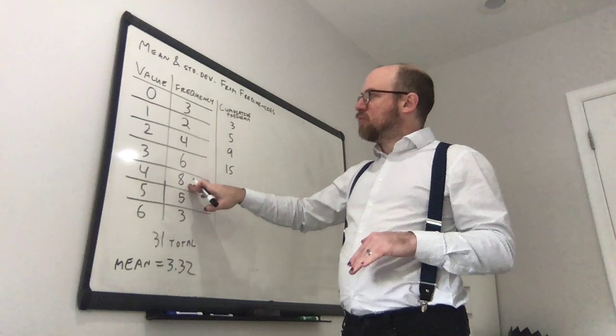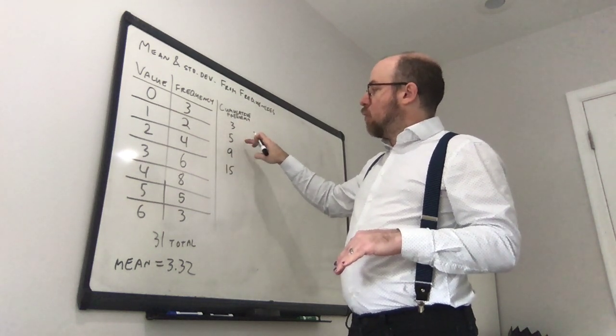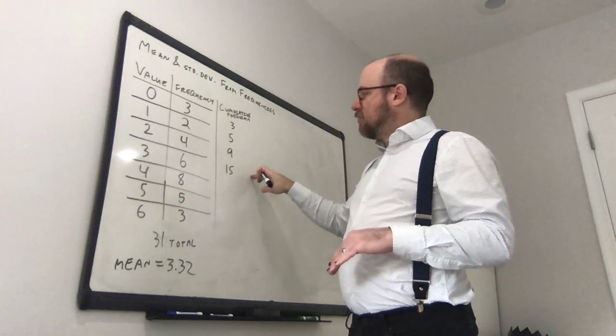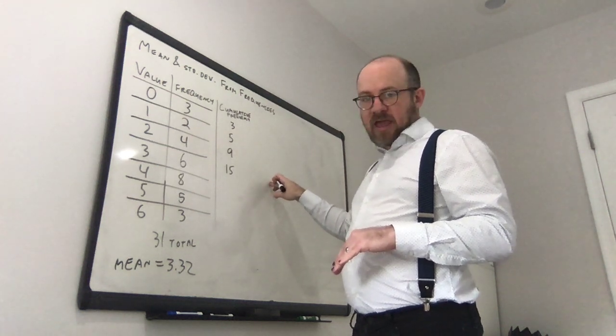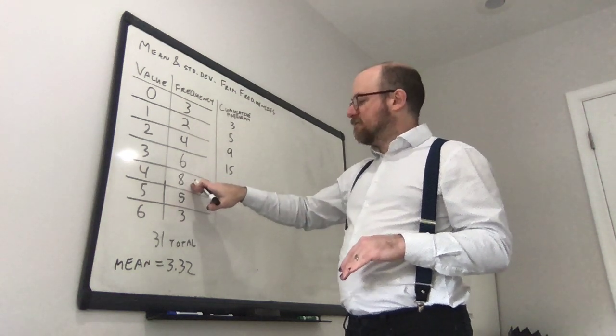Okay? So if we wrote these all out, we'd have 0, 0, 0, 1, 1, 2, 2, 2, 2, 3, 3, 3, 3, 3, 3, and that would get us up to 15. The 16th value would be a 4.